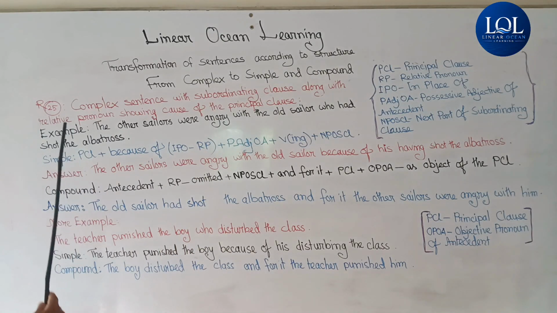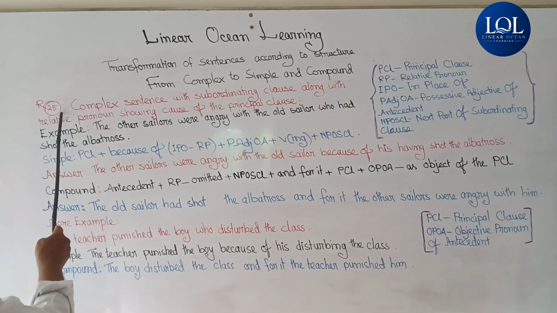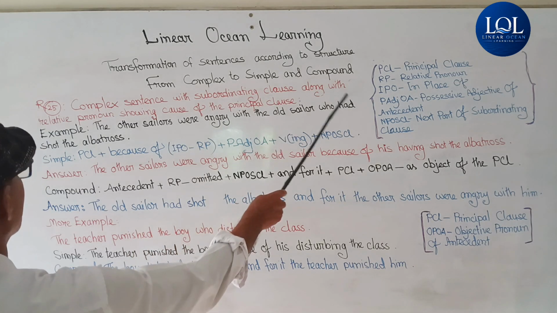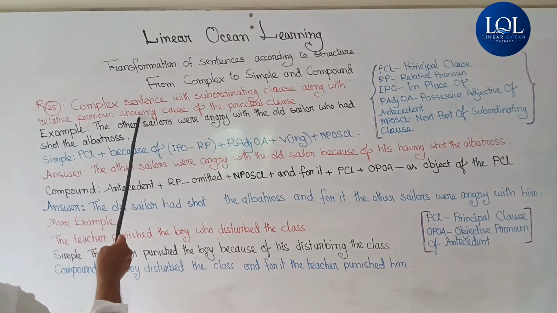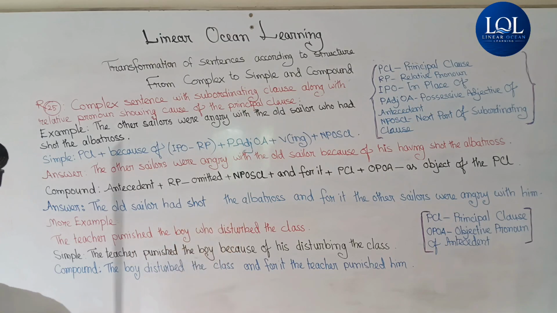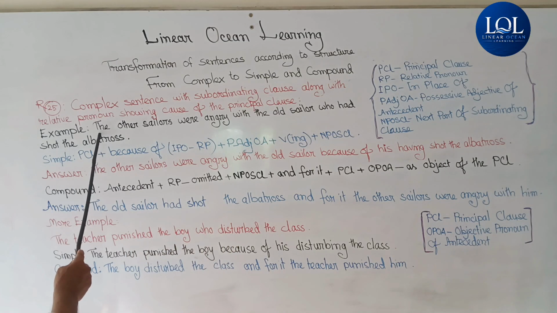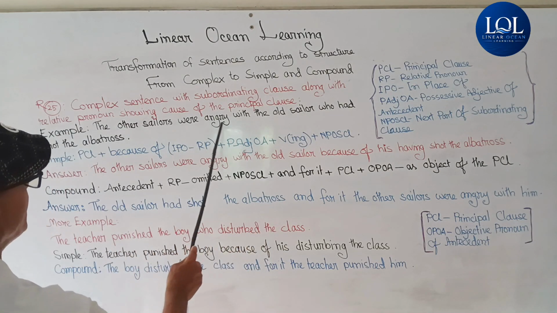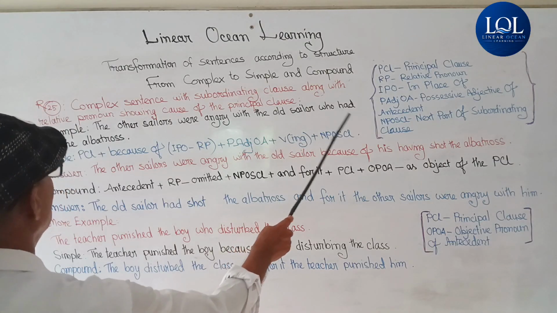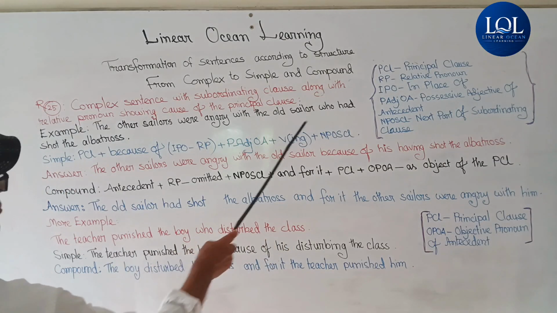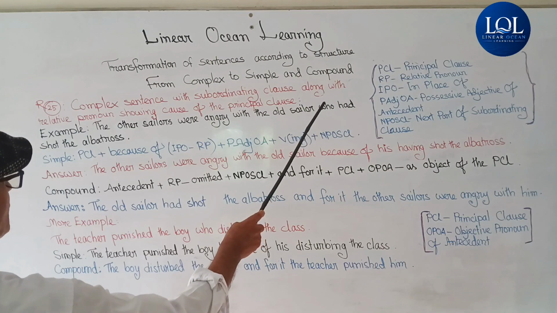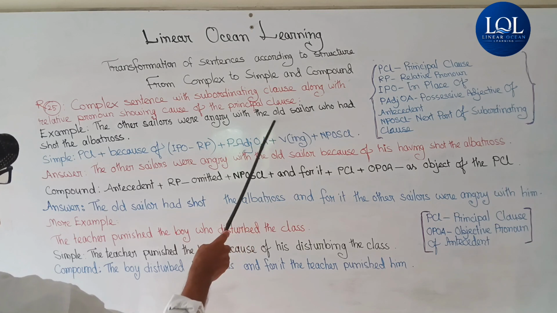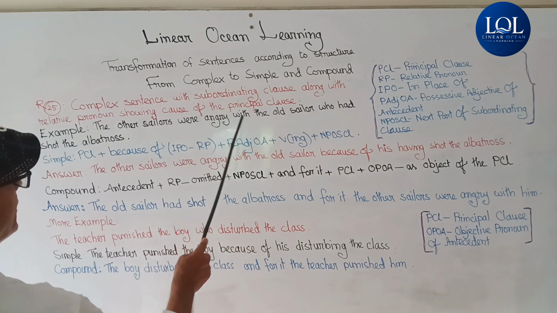Today, I will talk on Rule 25, complex sentence with subordinating clause along with relative pronoun showing cause of the principal clause. Example: The other sailors were angry with the old sailor. This one is the principal clause. The other sailors were angry with the old sailor who had shot the albatross. This one is the subordinating clause. Here, the subordinating clause is showing the reason why the other sailors were angry with the old sailor.